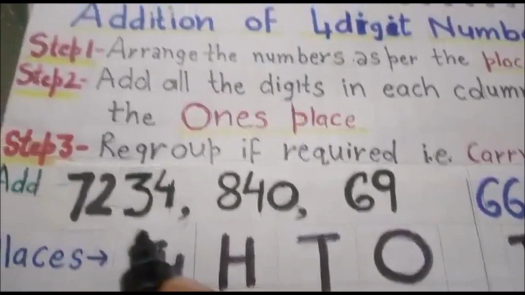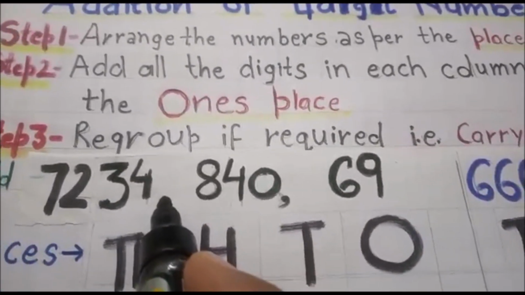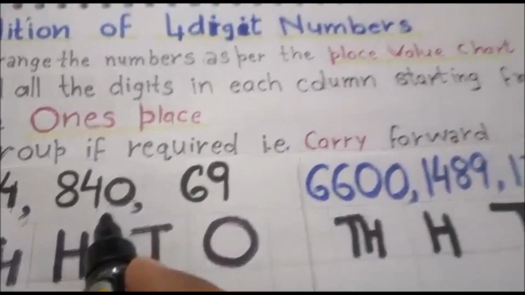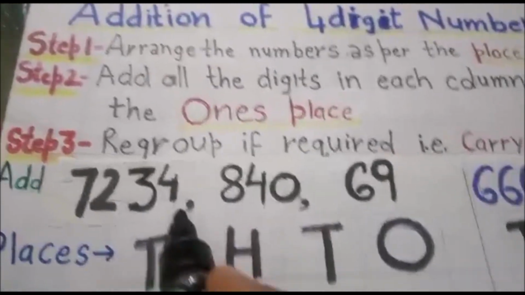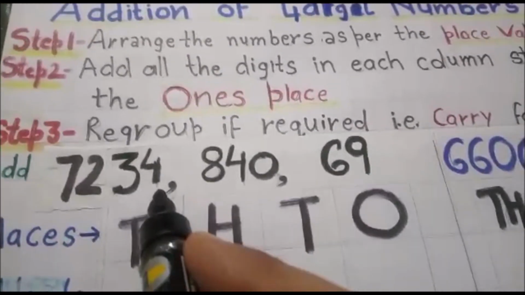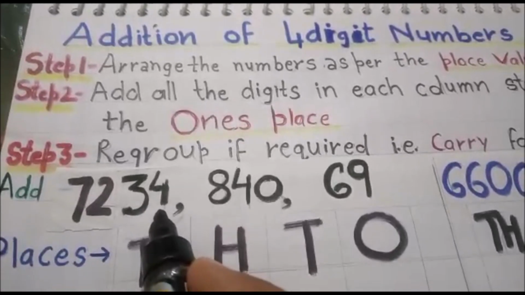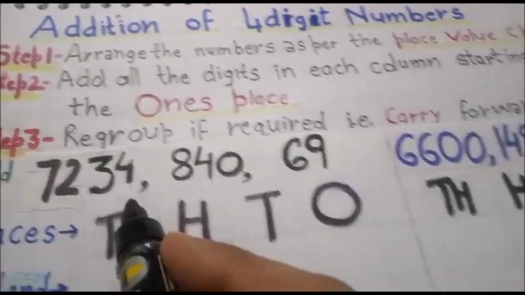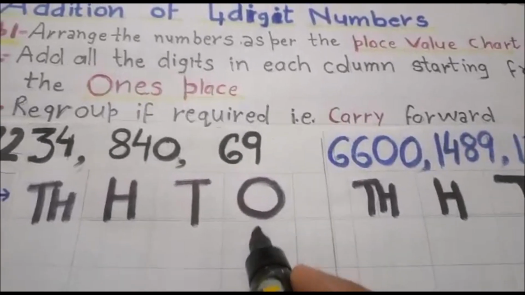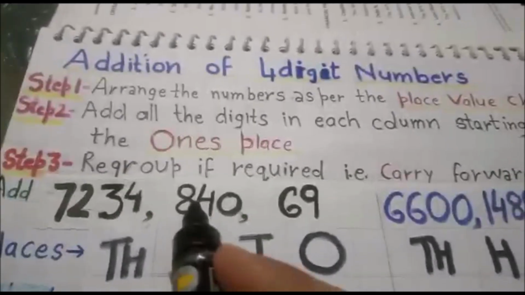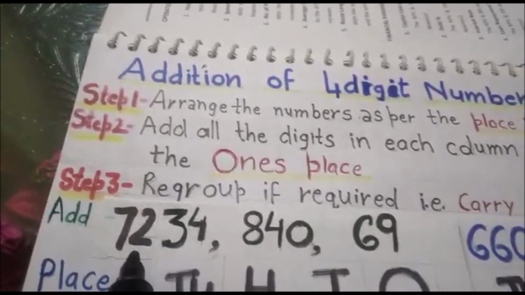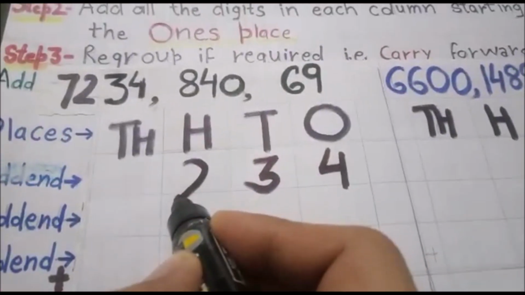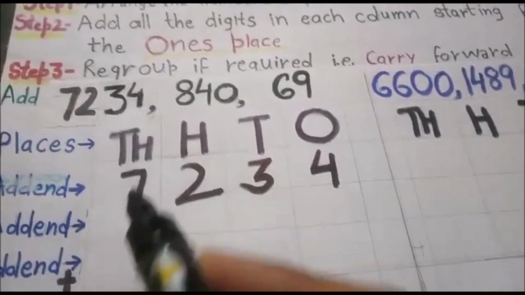We have to add 7234, 840 and 69. So see, start filling the numbers under the place value chart. Our first number starts from 4. Ones place we are having 4. So under ones place we will write 4 like this. Then tens place is 3. Then hundred place is 2. And thousand place is 7. So under thousand place we write 7.